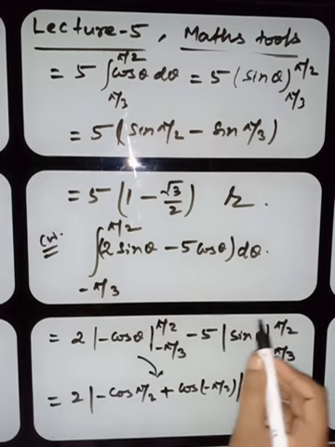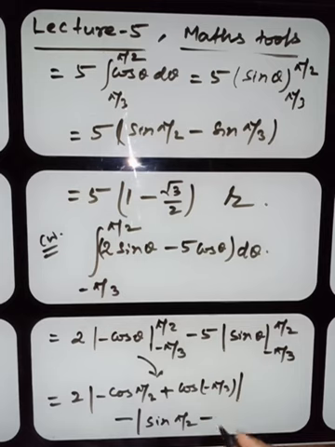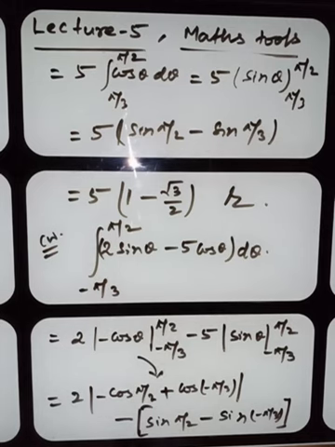Now we will do this one. So the minus, this minus, I put starting this bracket: sine pi by 2 minus, according to the formula, sine of the lower limit, which is minus pi by 3. All right. Yes, now you have to find the answer of this one.